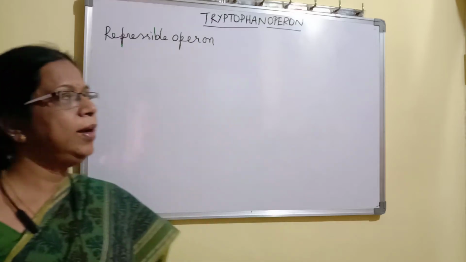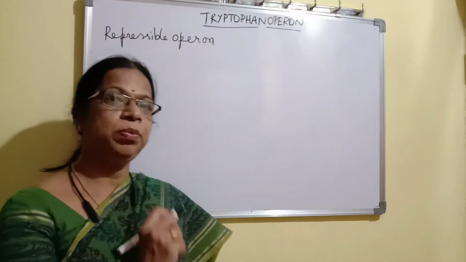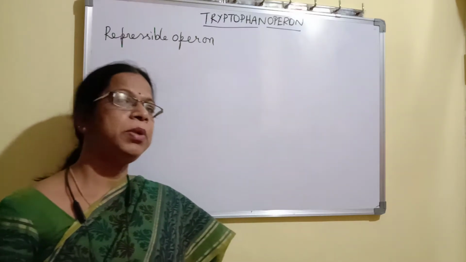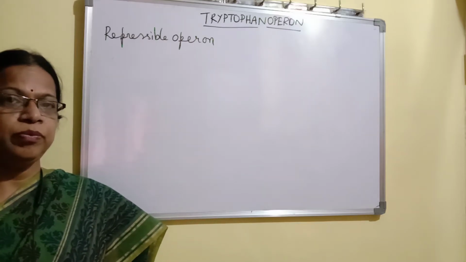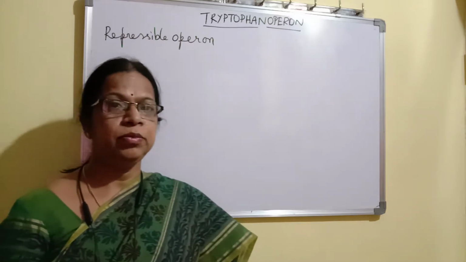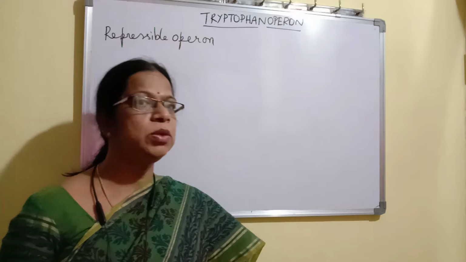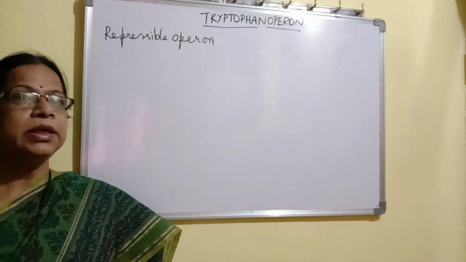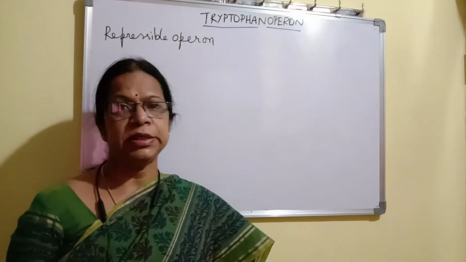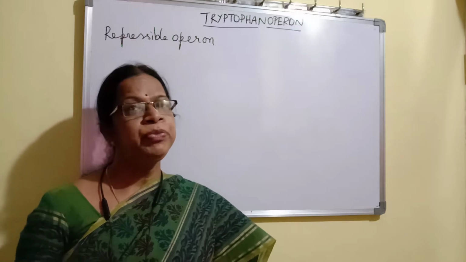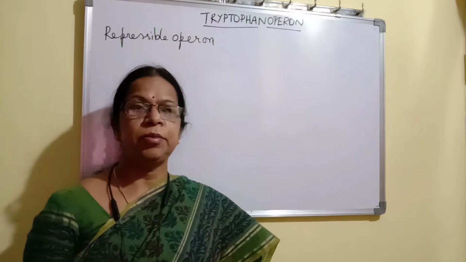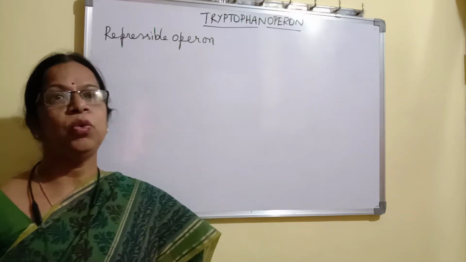In this session, I'll be discussing the Tryptophan Operon. In the last session we completed the lac operon, which is an inducible operon. We already discussed what an inducible operon is, where a substance called an inducer is present. In the presence of the inducer, transcription will take place. That is called an inducible operon.